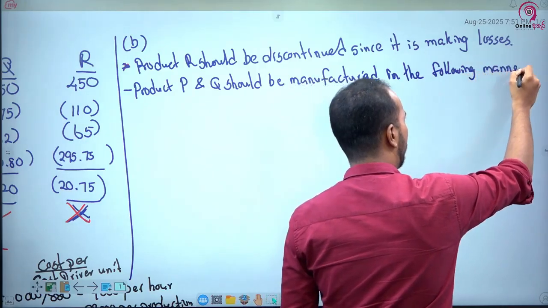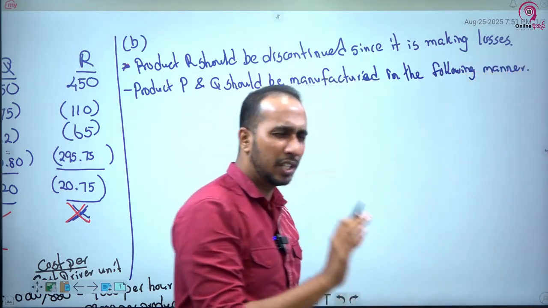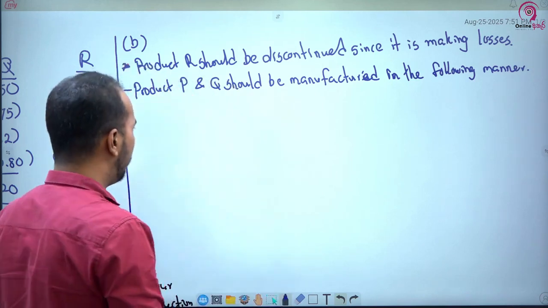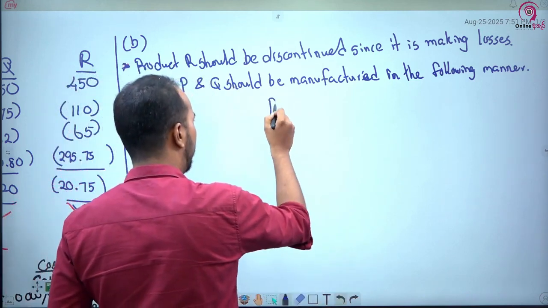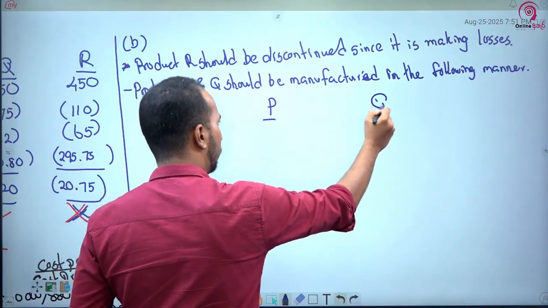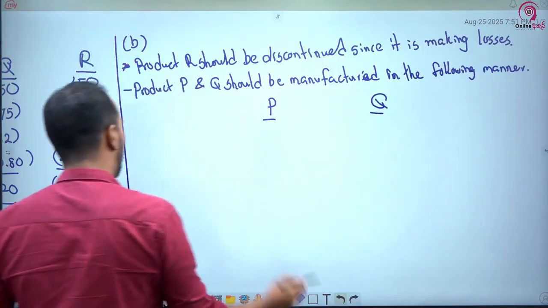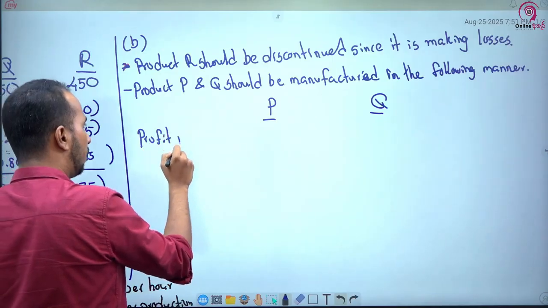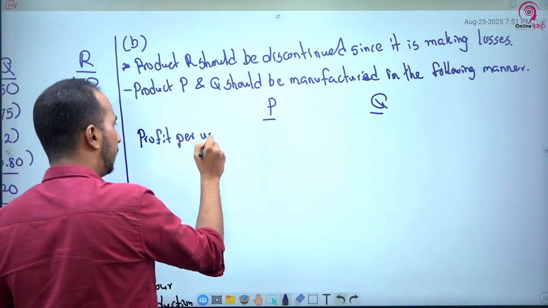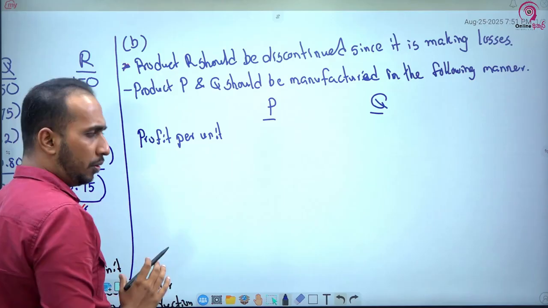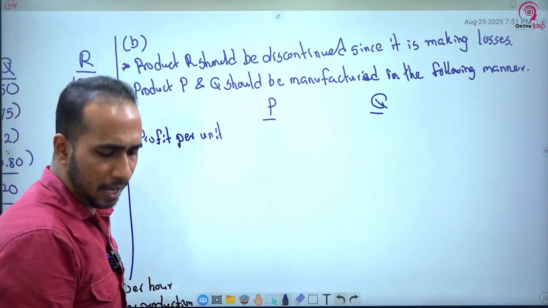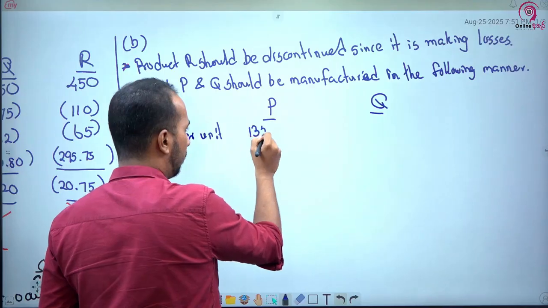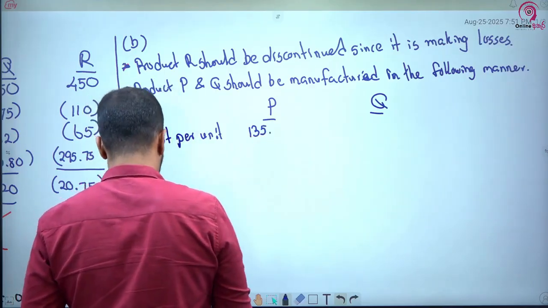So now you can do some computation, just a simple computation here. You have product P and you have product Q. We have already computed the profit per unit of product P and product Q. When it comes to product P, we have calculated the per unit profit as 135 rupees and how many cents?